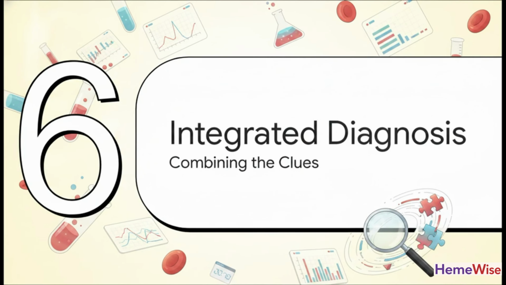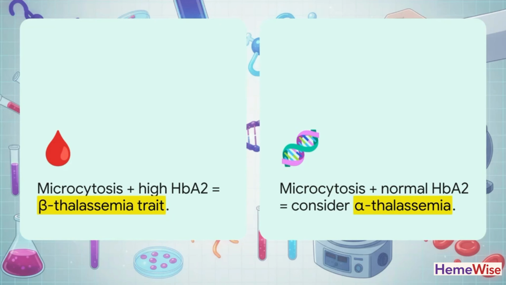Section 6. The Integrated Clinical Diagnosis. This is it, the final verdict, where we put all the pieces of the puzzle together. And this brilliantly illustrates how we bring it all together. Looking at these two profiles reveals one of the absolute best clinical pearls in hematology. Patient A has microcytosis with high hemoglobin A₂. That is a classic, straightforward beta-thalassemia trait. Easy. But look at patient B.